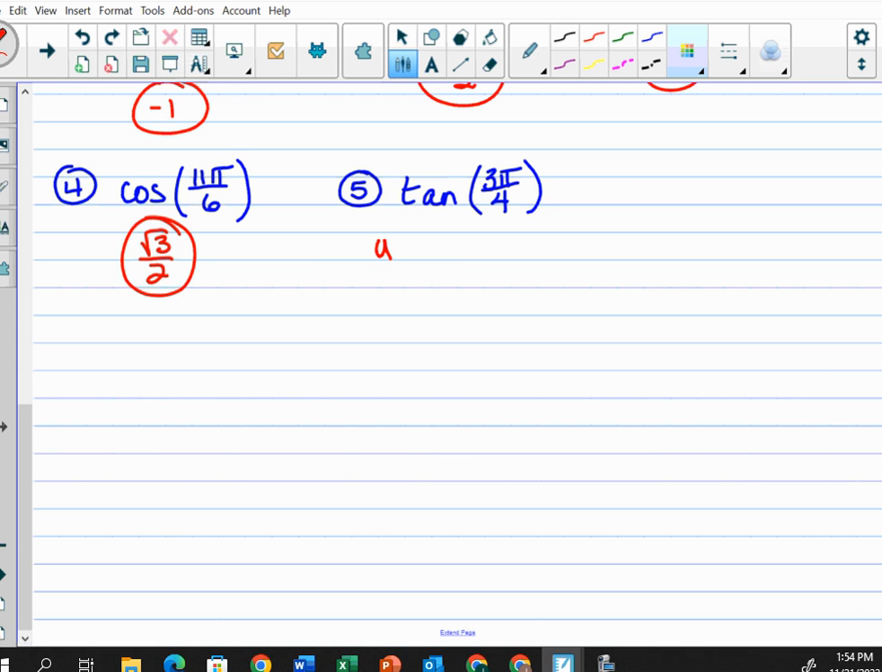All right, tangent, guys. That's going to be y over x. So you have to use both parts of the ordered pair. So if I go to 3 pi over 4, what is the y value? Okay, what is the x value? Okay, without doing a bunch of complicated simplifying, can you tell me what that's going to simplify to?